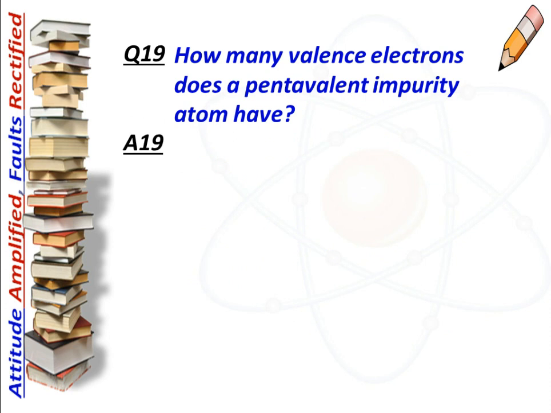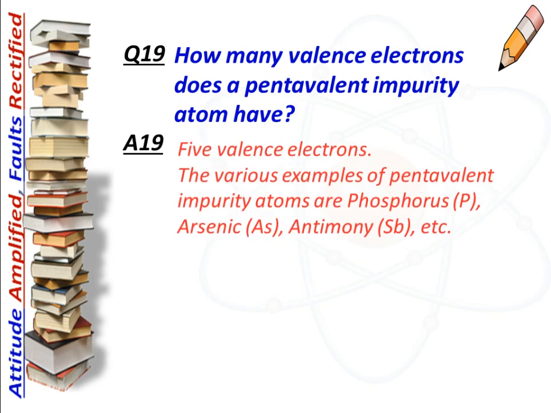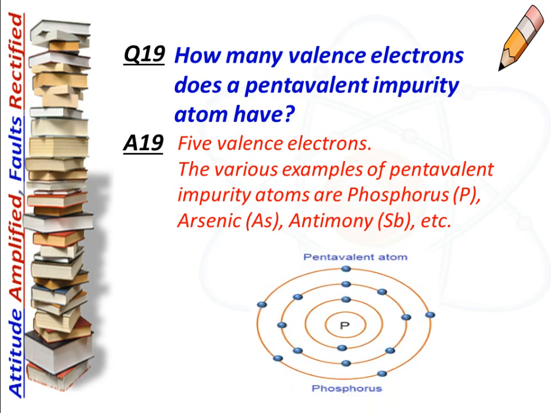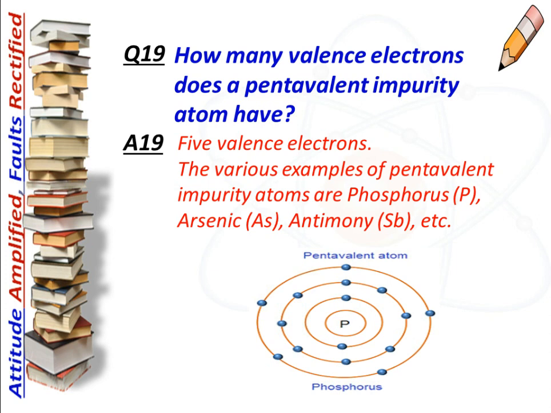How many valence electrons does the pentavalent impurity atom have? 5 valence electrons. The various examples of pentavalent impurity atoms are phosphorus, arsenic, antimony, etc. This is the atomic structure of pentavalent impurity. It has 5 valence electrons in the outermost shell.